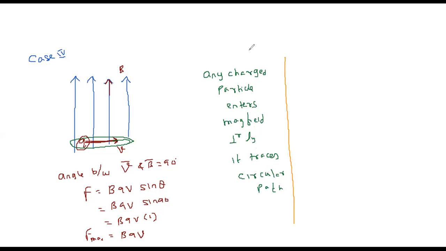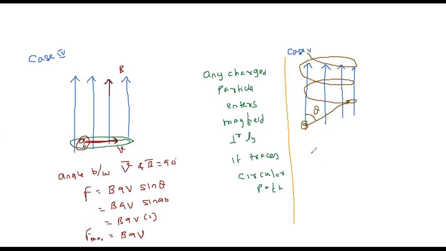Otherwise, if it goes with some angle, that is the last case, case 5. It is a magnetic field. If you send the particle with some angle theta, then what happens? It starts going in a helical path. It goes like a helix. So any charged particle that enters a magnetic field with some angle goes helically.